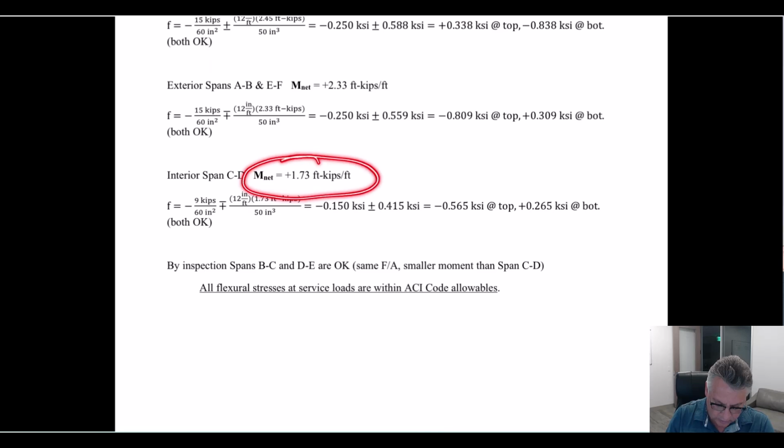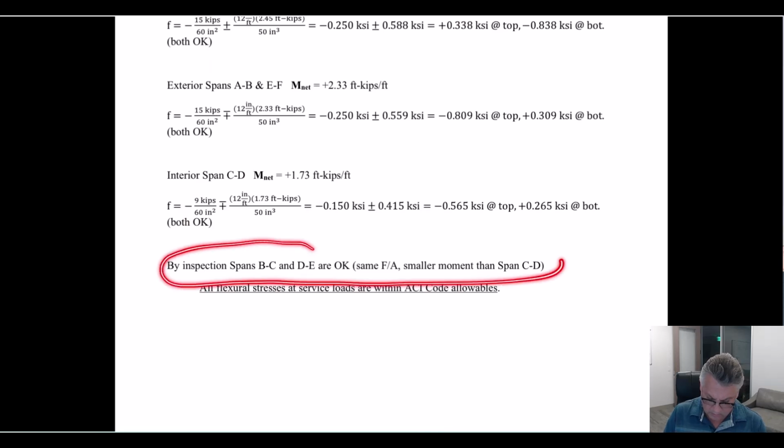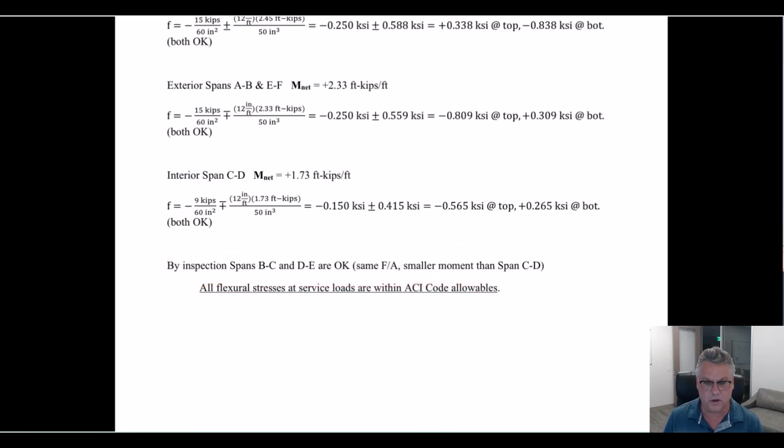So let's look at the interior span. This is not going to be any surprise. We're at 1.73. We only have 9 kips a foot for F over A in the interior span. So minus 150 plus or minus 415 means that we have 265 psi tension at the bottom. Once again, less than 530. The other spans are even in better shape with the 9 kips a foot. All flexural stresses are met.